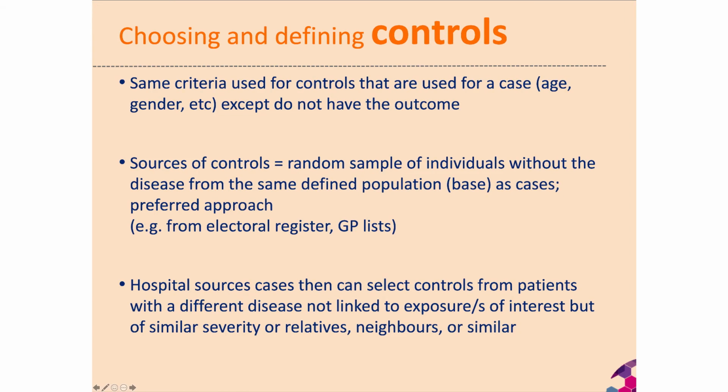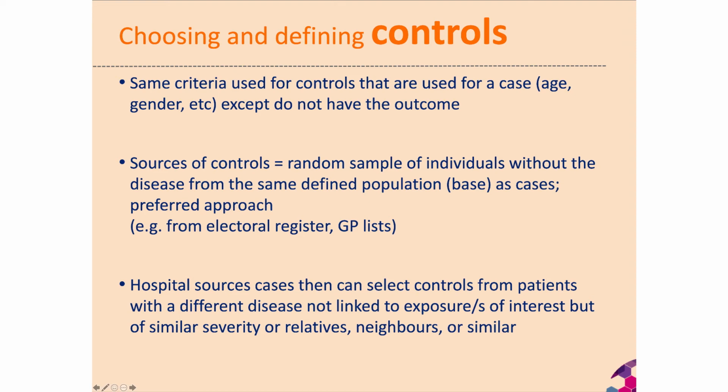How do we choose and define controls? We use the same criteria as we use for cases, except that they don't have the health outcome. So we think about age, gender, the geographical area they live in, socioeconomic background, etc. The controls should be a random sample of individuals without the disease, but from the same type of population as the cases have come from.